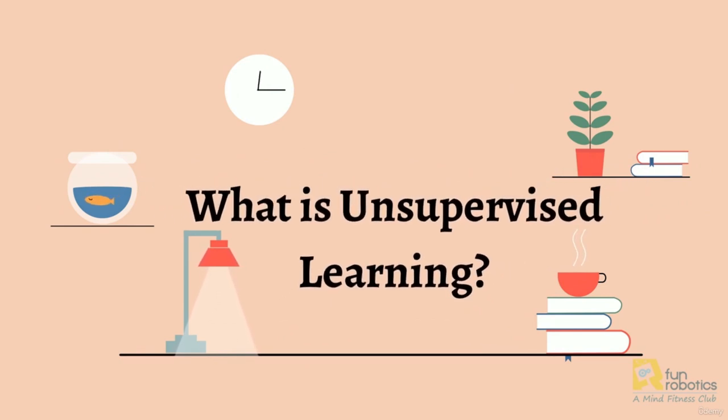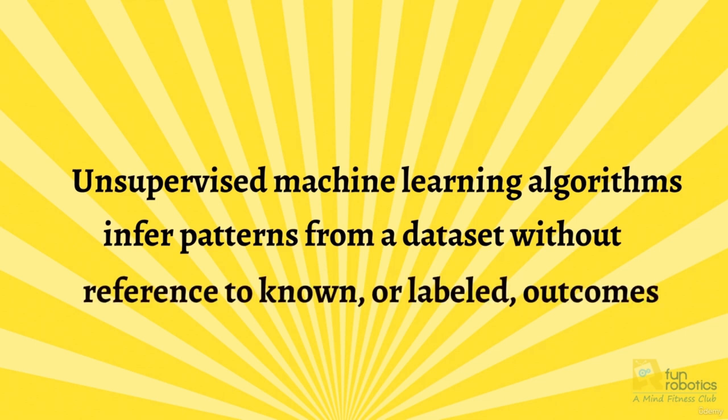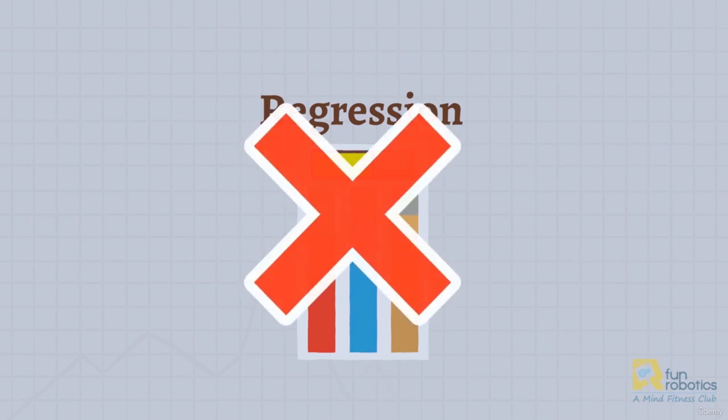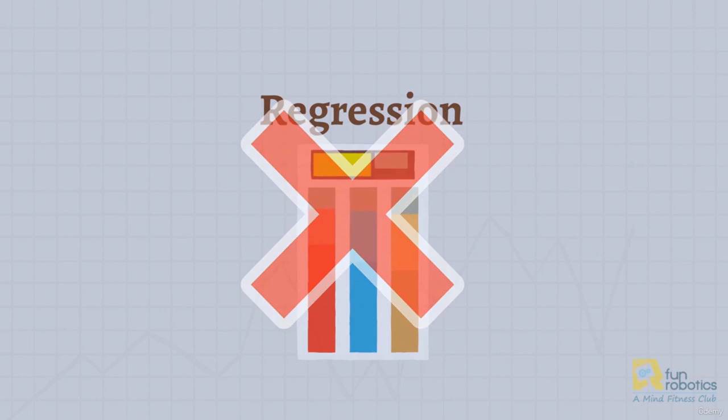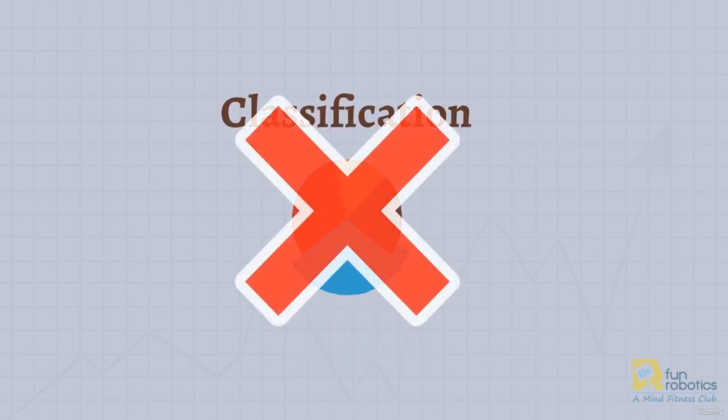So, what is unsupervised learning? Unsupervised machine learning algorithms infer patterns from a dataset without reference to known or labeled outcomes. Unlike supervised machine learning, unsupervised machine learning methods cannot be directly applied to a regression or a classification problem, because you have no idea what the values for the output data might be, making it impossible for you to train the algorithm the way you normally would.